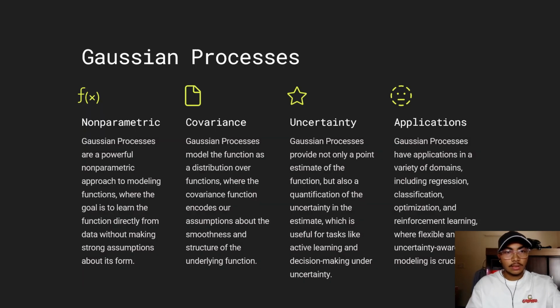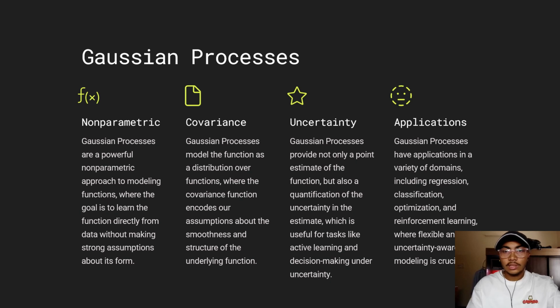Gaussian processes. Non-parametric. Gaussian processes are a powerful non-parametric approach to modeling functions where the goal is to learn the function directly from data without making strong assumptions about its form. Covariance. Gaussian processes model the function as a distribution over functions where the covariance function encodes our assumptions about the smoothness and structure of the underlying function.